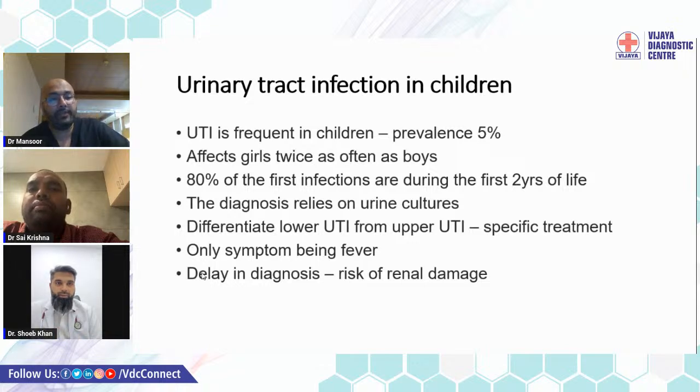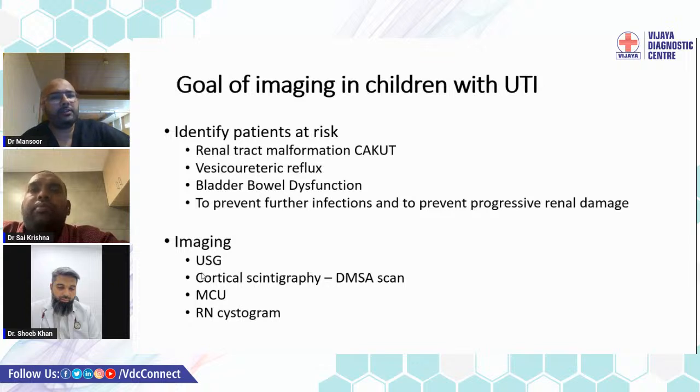And with the only symptom being fever, it becomes difficult to differentiate this clinically, and delay in the diagnosis causes renal damage. So the goal of imaging would be to identify the patients at risk, identify patients with congenital anomalies, with reflux, or with functional bladder bowel dysfunction, and to prevent further infections and progressive renal damage. And as already highlighted, we use ultrasound as the first modality, then micturating cystourethrogram, and then the role of DMSA and the radionuclide cystogram comes.